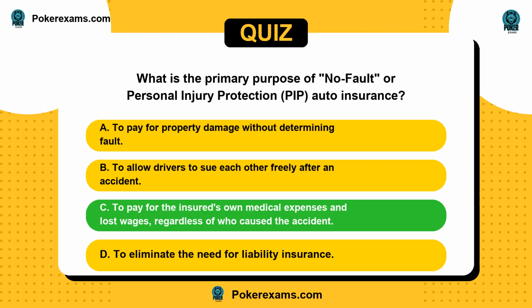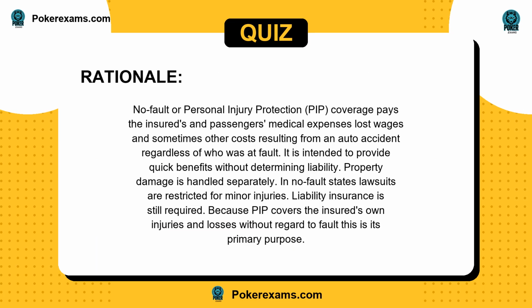The answer is C. No-fault or personal injury protection (PIP) coverage pays the insured's and passengers' medical expenses, lost wages, and sometimes other costs resulting from an auto accident regardless of who was at fault. It is intended to provide quick benefits without determining liability. Property damage is handled separately. In no-fault states, lawsuits are restricted for minor injuries. Liability insurance is still required. Because PIP covers the insured's own injuries and losses without regard to fault, this is its primary purpose.